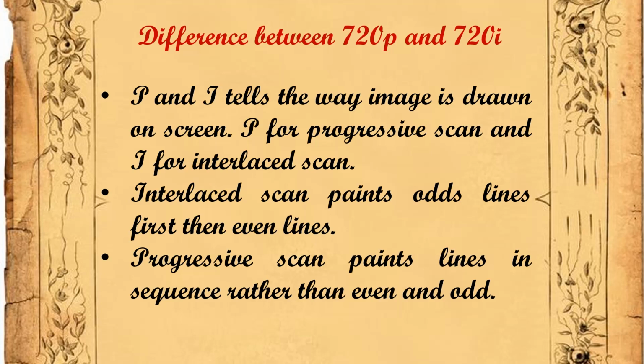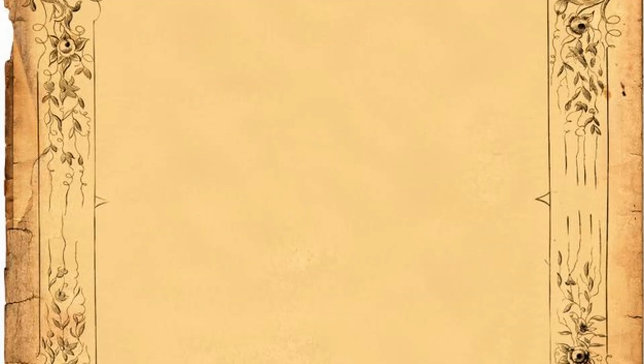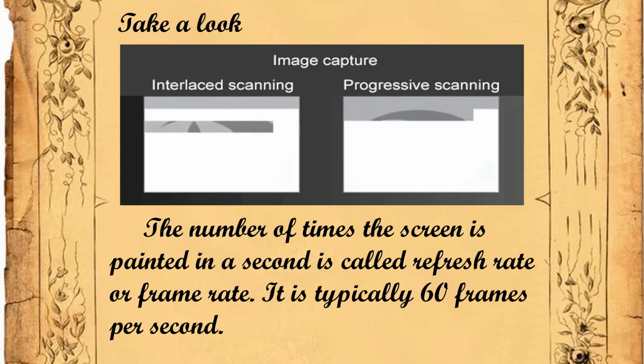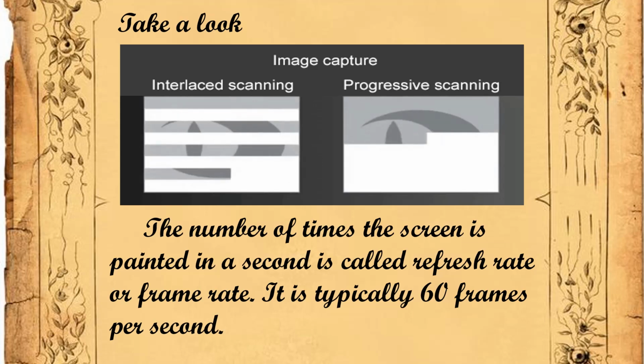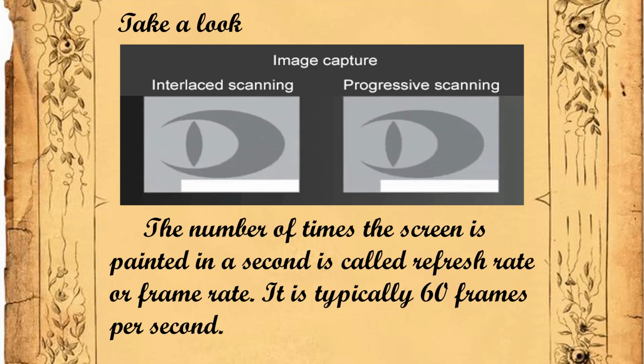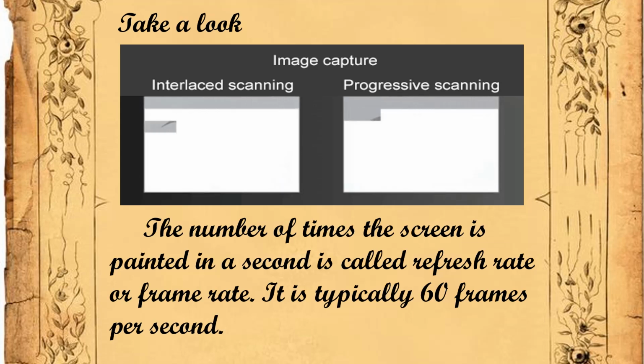The interlaced scan prints the odd lines of pixels first, then the even lines, but progressive scan paints the lines in sequence from up to down to form an image. Take a look at how interlaced scan and progressive scan print the image. You can see that interlaced scanning prints the odd lines first, then the even lines, and these lines are printed from left to right. But the progressive scan prints the lines from up to down, and each line is printed from left to right.